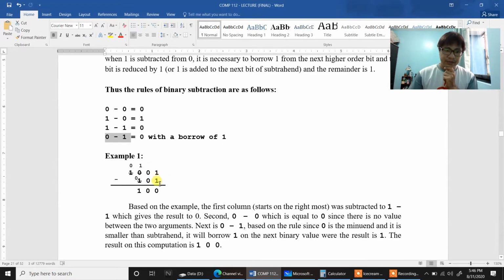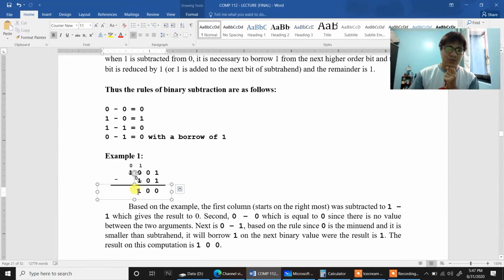Now, example: 1 minus 1 is 0, 0 minus 0 is 0. But if you encounter this here, automatically this 1 will become 0. Then you need to borrow 1 here, so that 1 will become 0, and 1 will be placed here. Since the 1 was changed to 0, this will become 1. That is why we have 1 0 0. So that's the result of our subtraction in binary. Let's try another example.